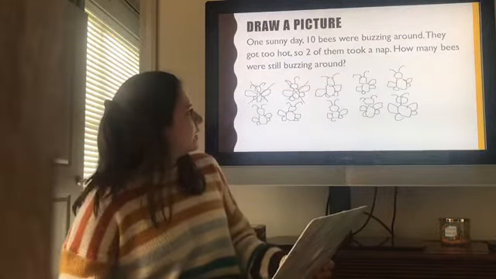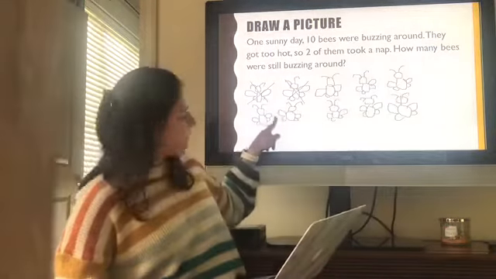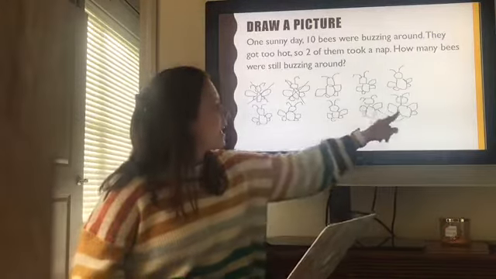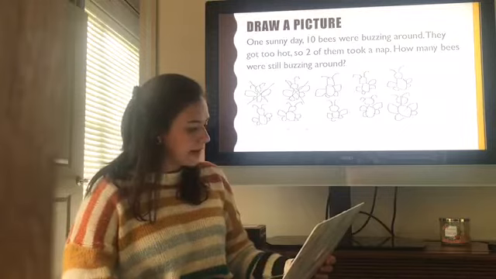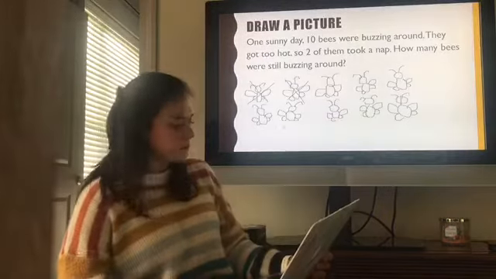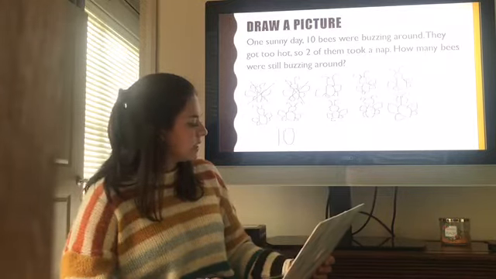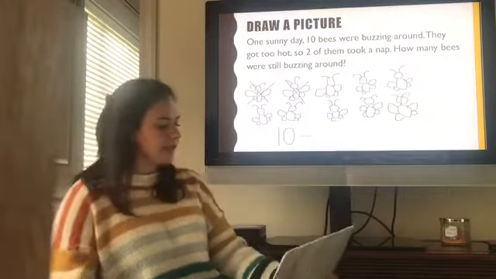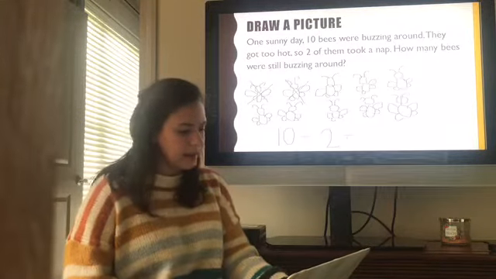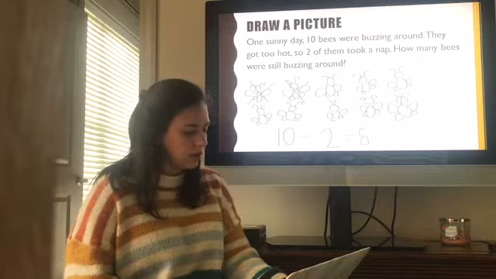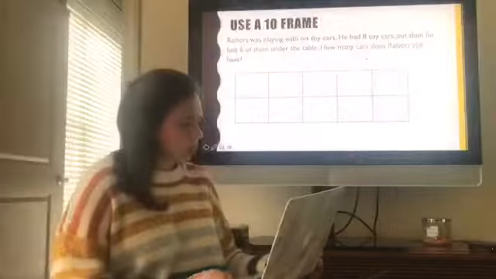So let's count together. Ready? 1, 2, 3, 4, 5, 6, 7, 8. So I have 8 bees that are not crossed off. And I'm going to write my number sentence to go with this problem. I started out with 10, and then I was subtracting, so I'm going to do a minus sign, and then I subtracted 2, and now I have 8. So I showed with this problem 10 minus 2 equals 8.